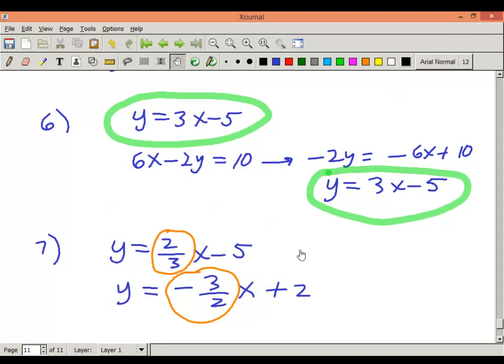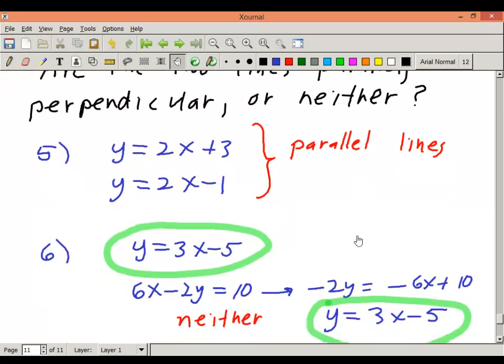I forgot to write, these were neither up here, because they were the same line. And up here they were parallel.